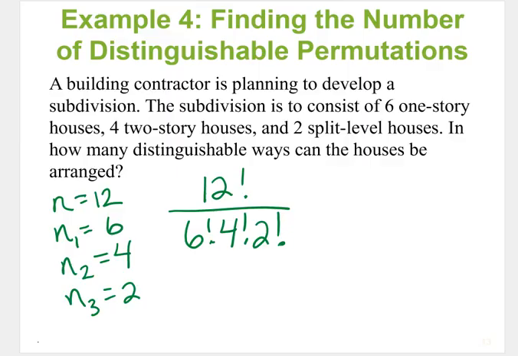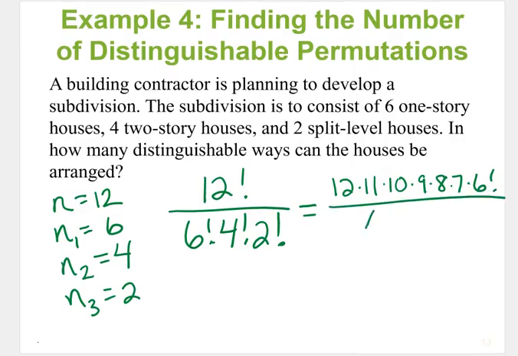And again, if you have a calculator, it's great. If not, you can put this in with your factorial buttons and get right to the answer. But if you don't, then you'd have to write everything out. So I'm going to focus on 12 factorial and 6 factorial because I know 12 times 11 times 10 times 9 times 8 times 7, and then 6 factorial will be left. So that 6 factorial will get rid of that 6 factorial.